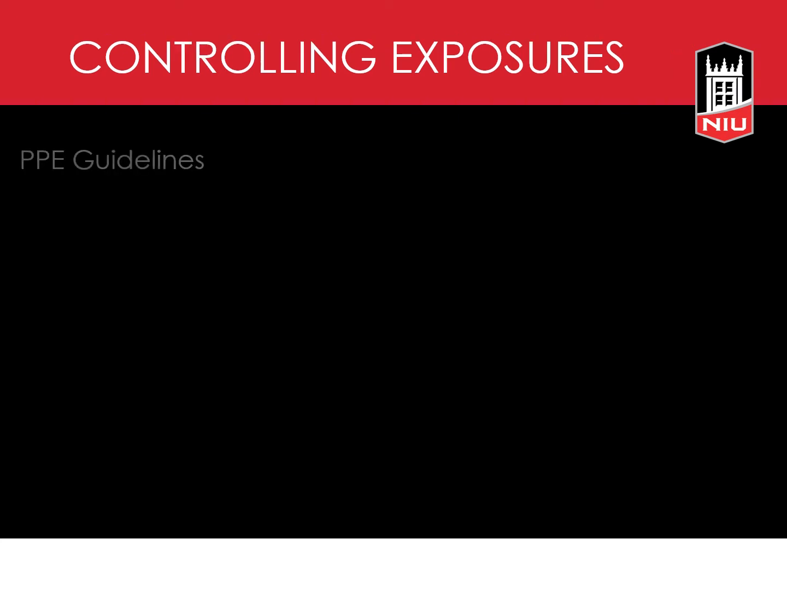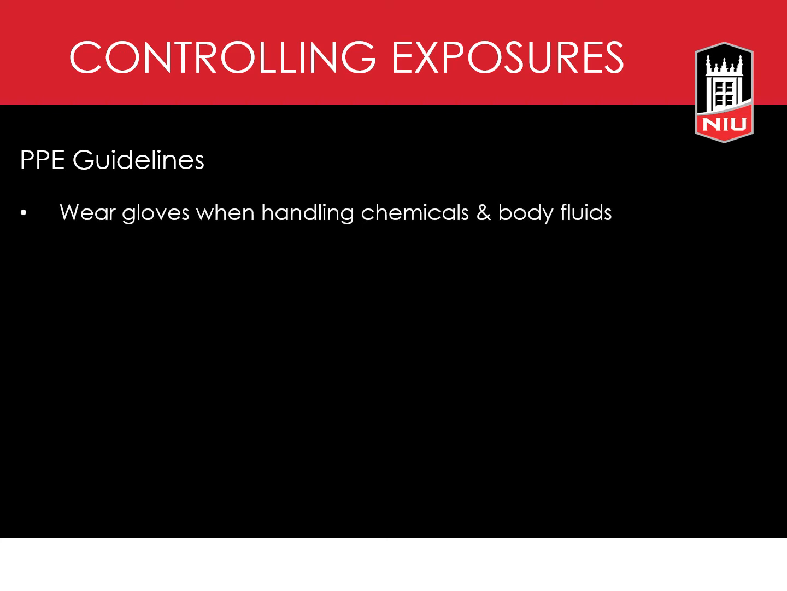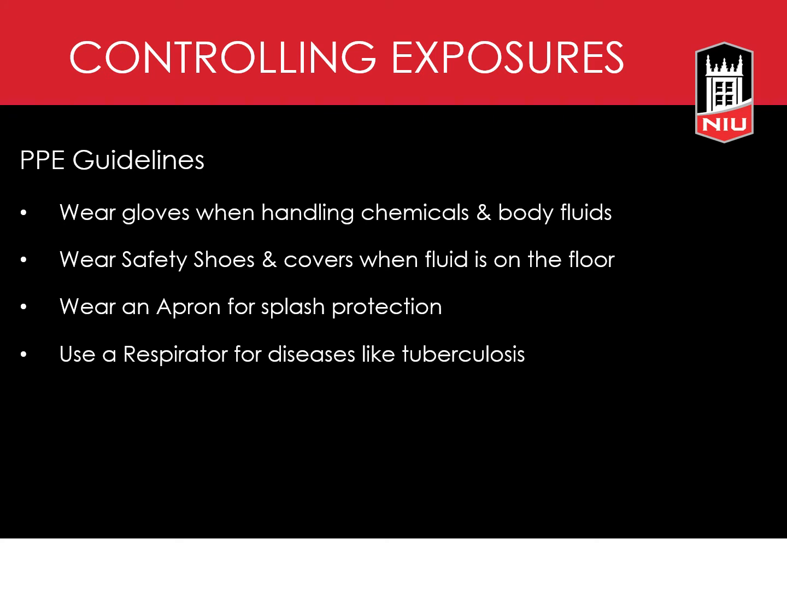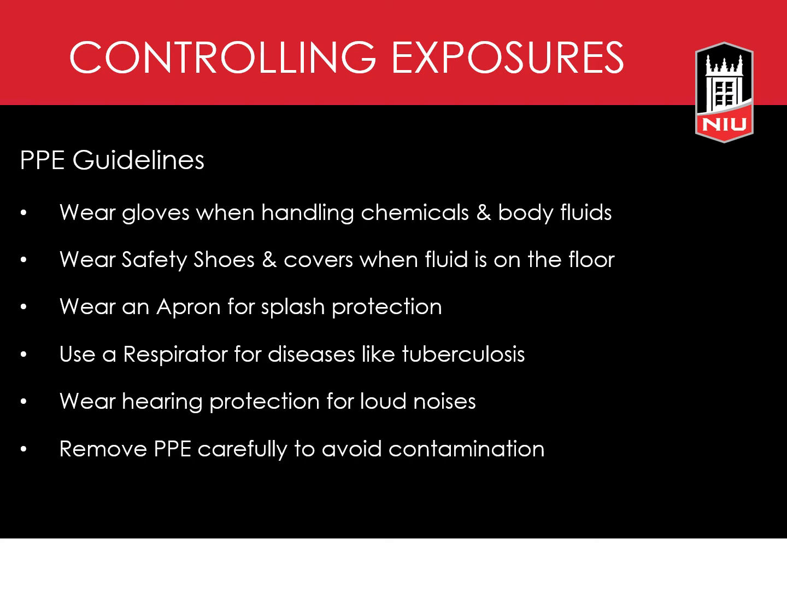The next step in controlling exposure is the use of personal protective equipment. General PPE guidelines include: wear gloves when handling chemicals and/or body fluids, wear safety shoes, boots, and covers if a hazardous substance is likely to splash, wear an apron, gown, and/or coveralls if a hazardous substance is likely to splash, use a respirator when a hazardous substance is airborne, such as tuberculosis, wear hearing protection for loud noises, remove PPE carefully to avoid contaminating yourself, and dispose of PPE in designated containers before leaving an area.